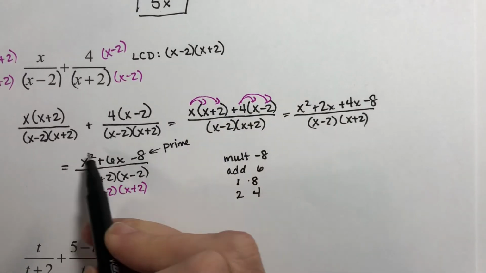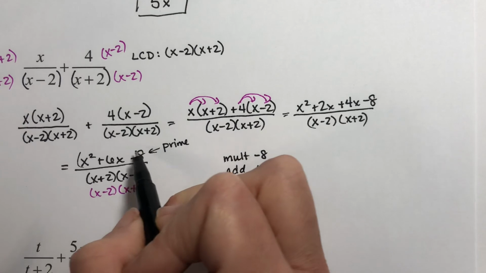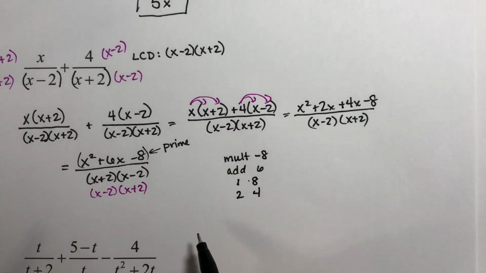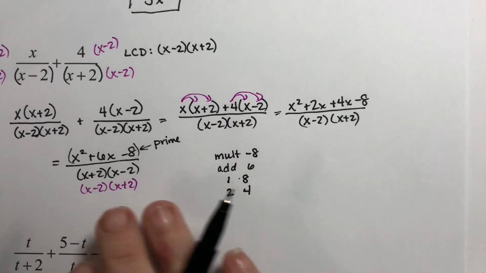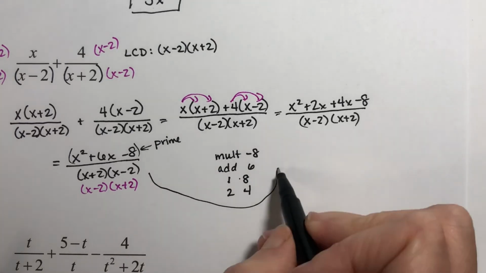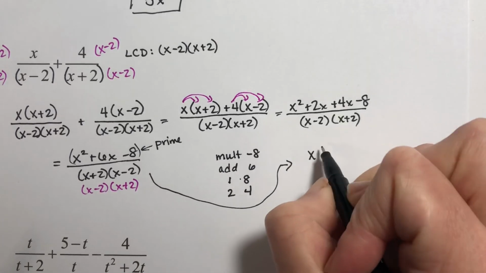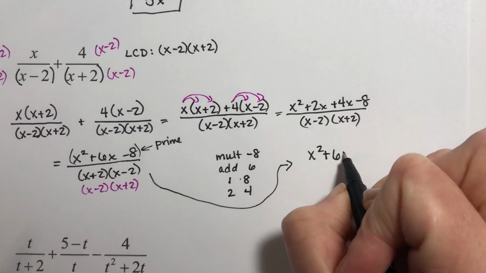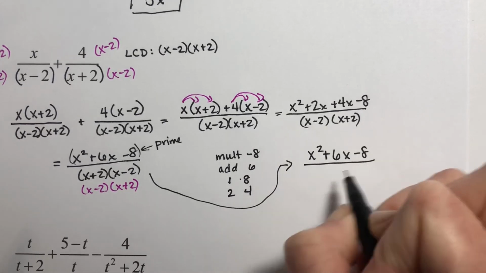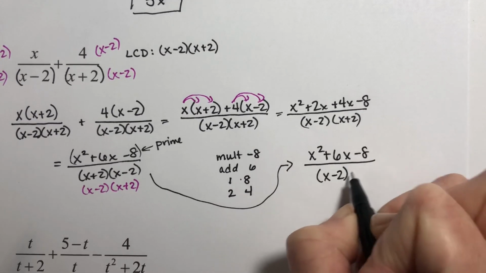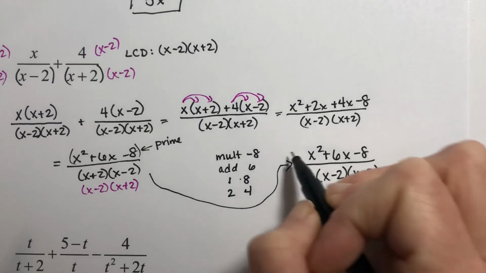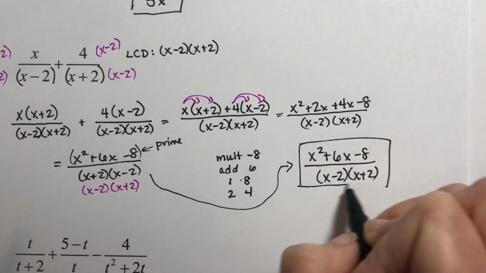So this part didn't factor anymore. So it would have to cancel out completely as a unit or not at all. And since it doesn't factor at all and it doesn't cancel out, I'm going to rewrite it here as my answer. And this whole thing is my answer.